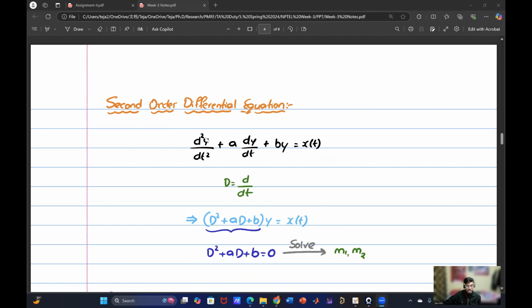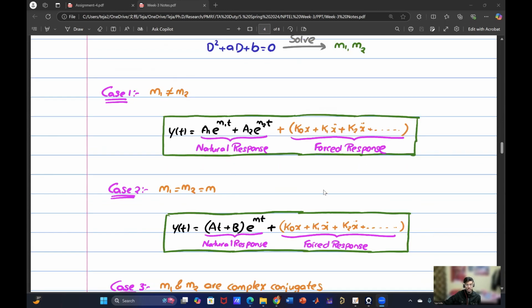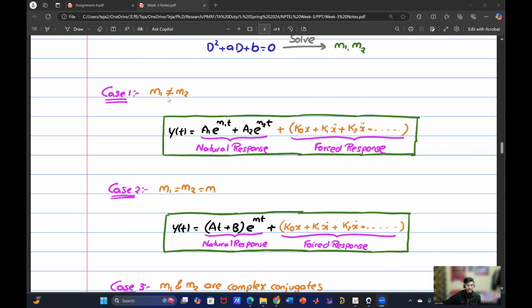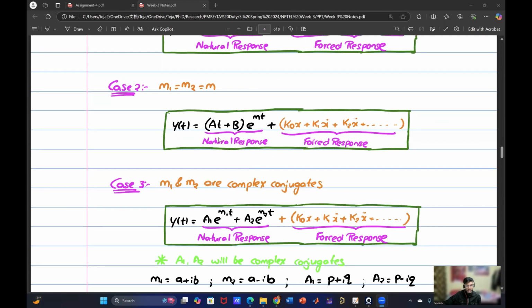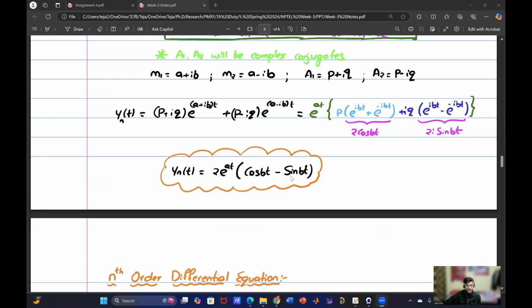For getting the natural response, you have to find the roots of the LHS side. Once you get m1 equal to m2 or m1 not equal to m2, you get different types of natural response. The forced response remains the same irrespective of the order of the differential equation. If m1 is not equal to m2, then you have two terms. If m1 equals m2, then you have at plus b. If they are complex conjugates, then a1 and a2 are also complex conjugates, and this leads to cosine and sine terms.